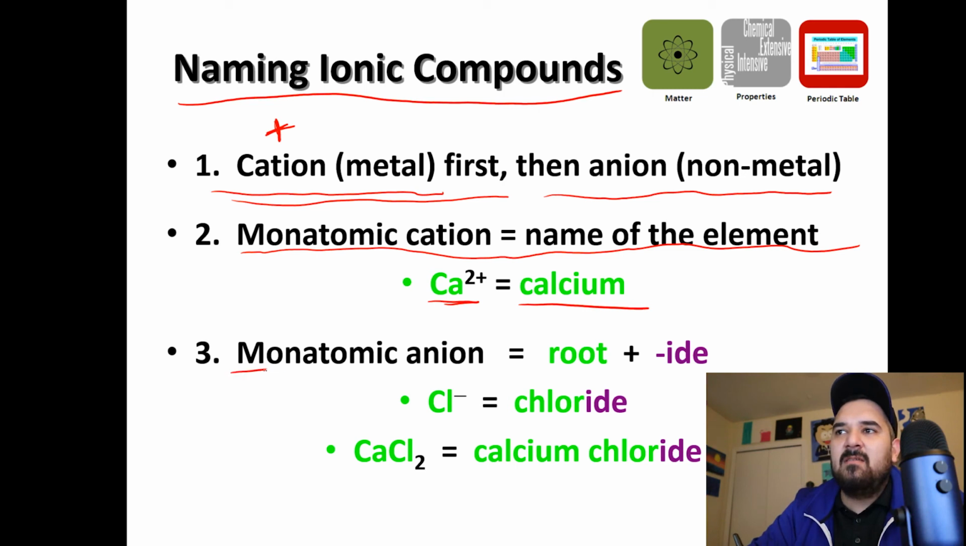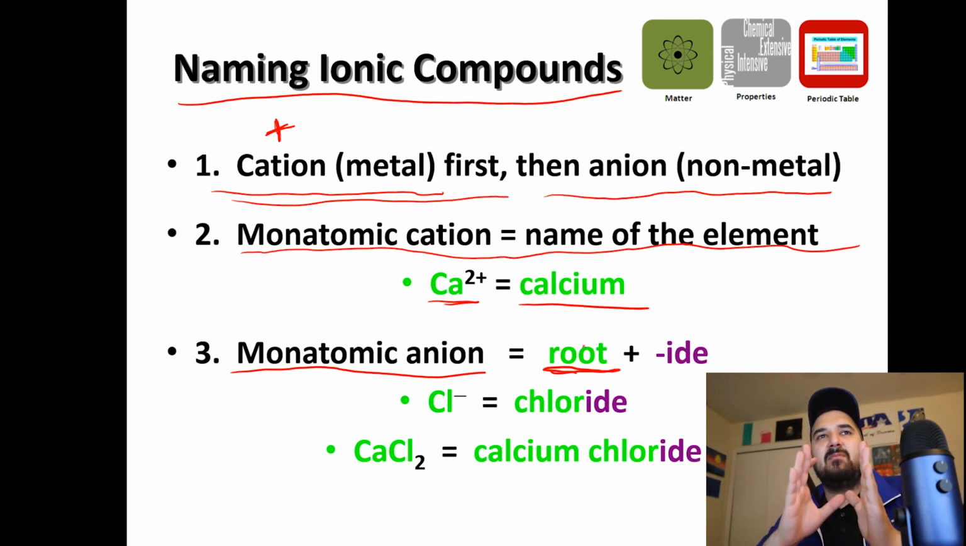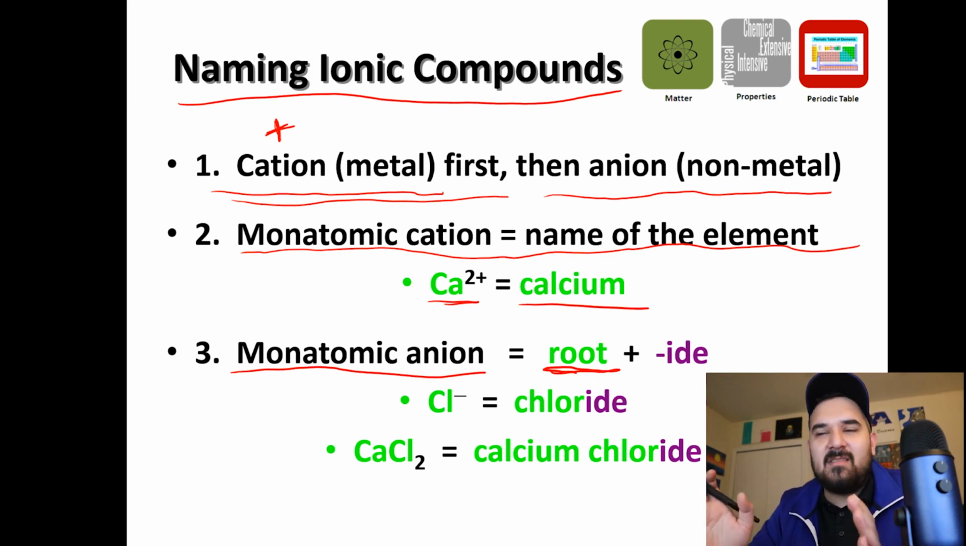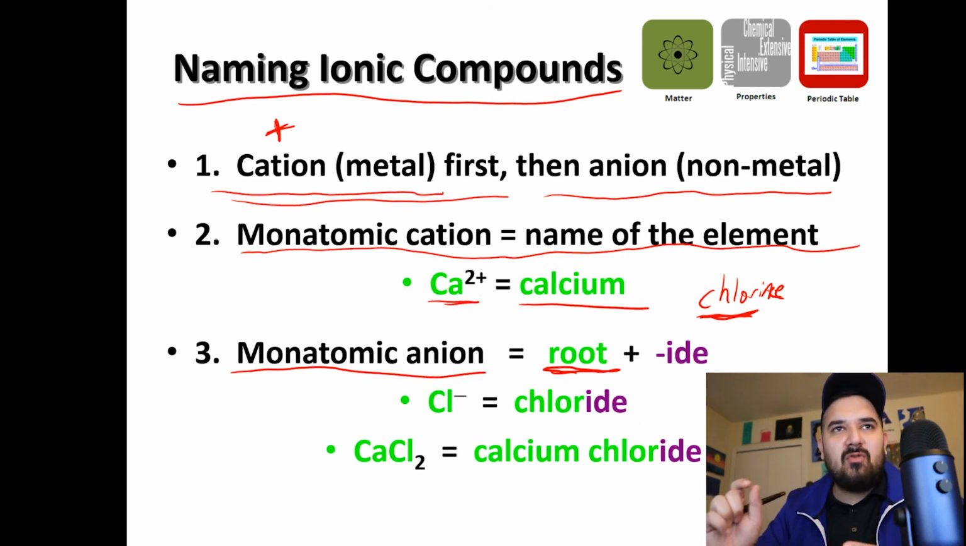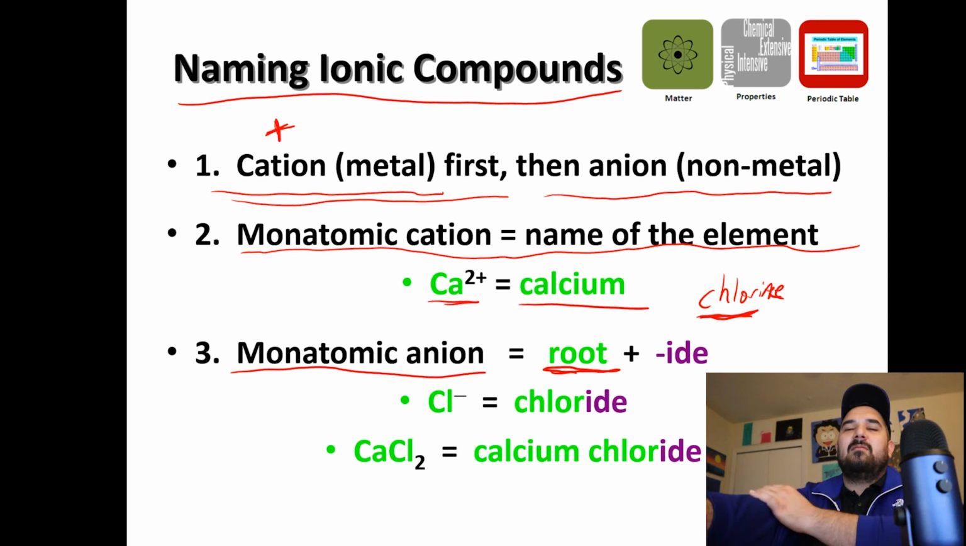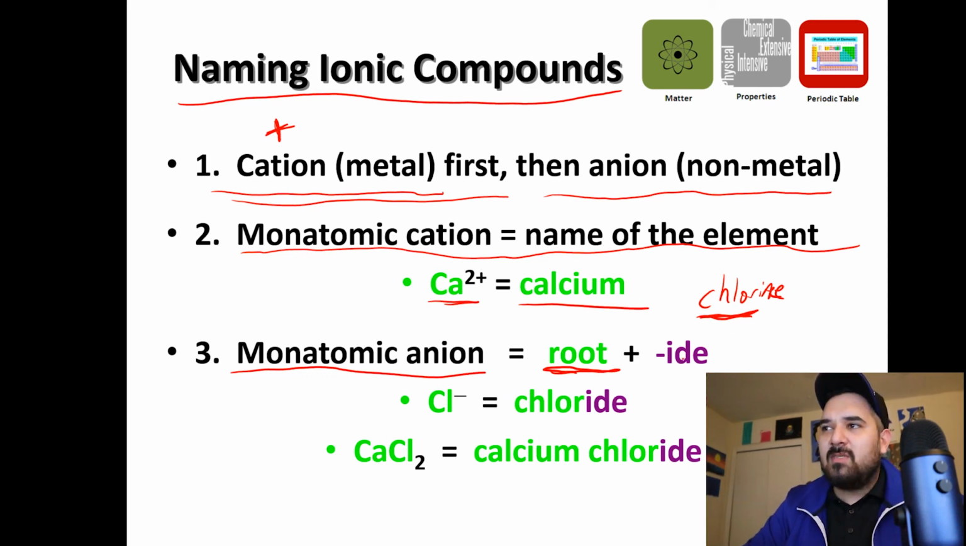And then lastly, you're going to name the monoatomic ion. And you're going to take the root of the element, which is basically everything before the last 3 letters, I-N-E. So let's do an example. So chlorine, in this case, we have chlorine, I-N-E. So the root for chlorine is going to be chlor. You're going to take the root and you're going to add an IDE to it. So basically the nonmetals, you're just going to remove the last 3 letters and you're going to put in an IDE. That's how you name ionic compounds. So the root plus IDE.